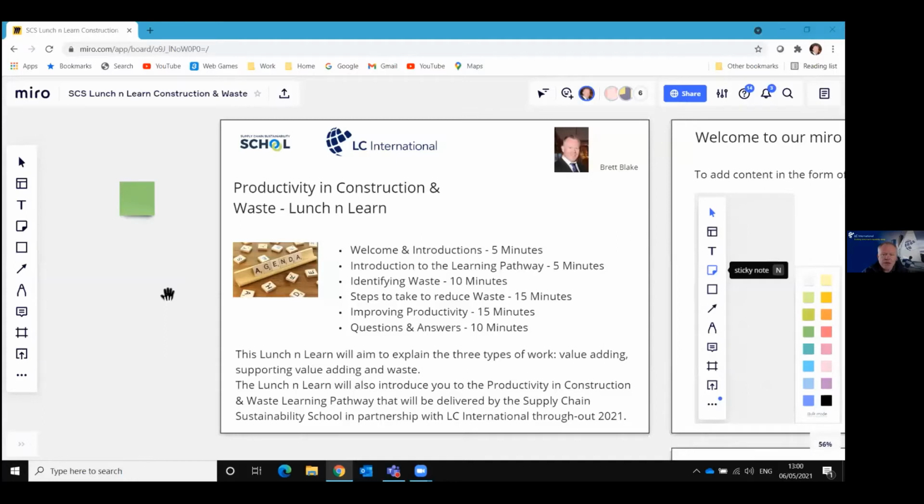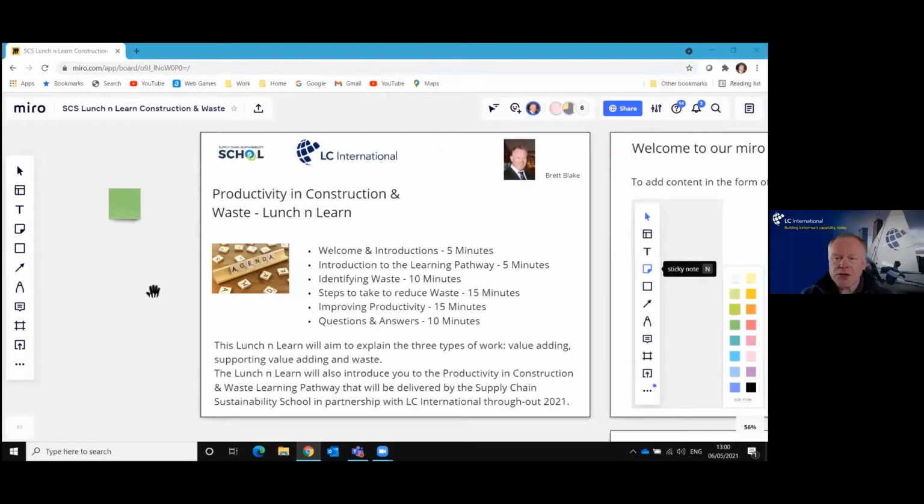So what are we going to go through today? We're going to look at a welcome and introductions. We're going to look at the introduction to the learning pathway, and this is a learning pathway that forms part of the journey that you can take looking at the productivity in construction and waste. And this is one of 8 learning pathways. I'll share a little bit more detail about that later on. We're going to spend some time looking at waste and identifying waste, and then steps we can take to reduce waste. And then finally, we'll look at what we can do about this to improve productivity in construction, and then open up some questions and answers at the end.